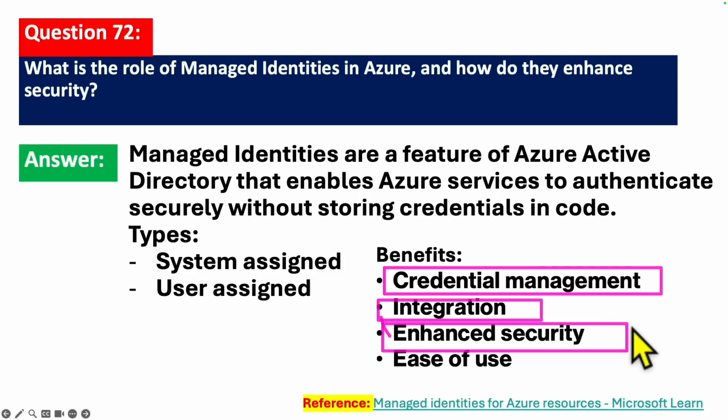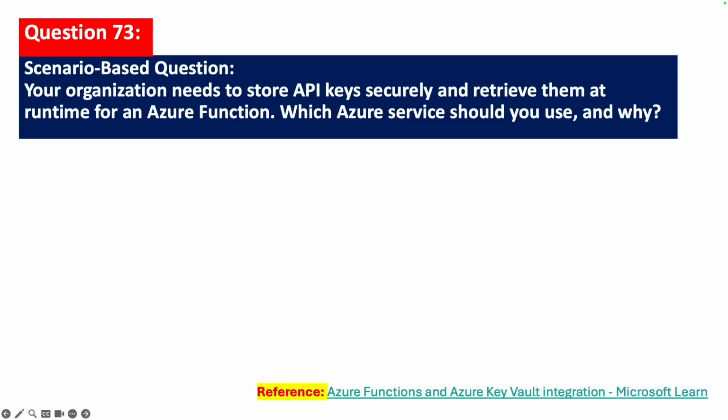Third is enhanced security. Managed identity allows you to use token-based authentication, which improves security by avoiding hard-coded credentials and reducing the attack surface. Another benefit is managed identity is easy to use. It simplifies the authentication process for developers, allowing them to focus on writing the code without worrying about the credential management.